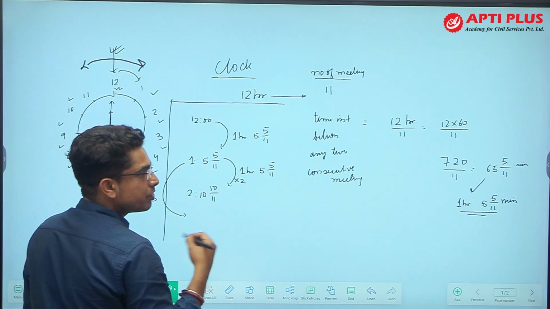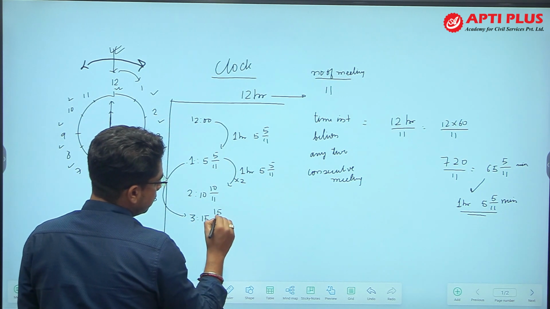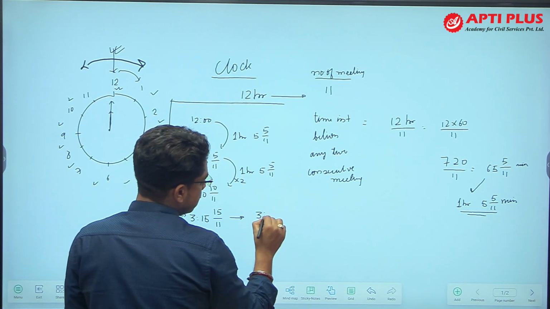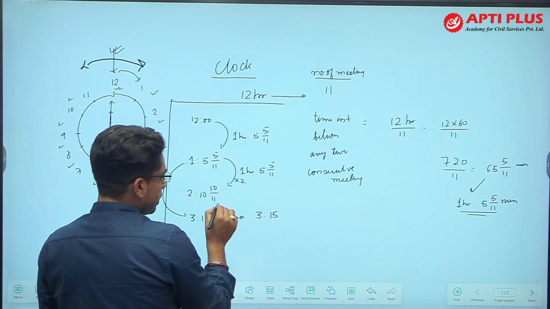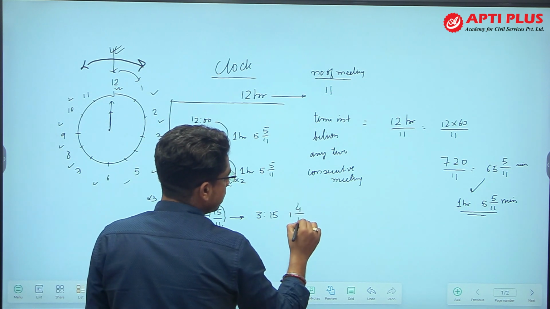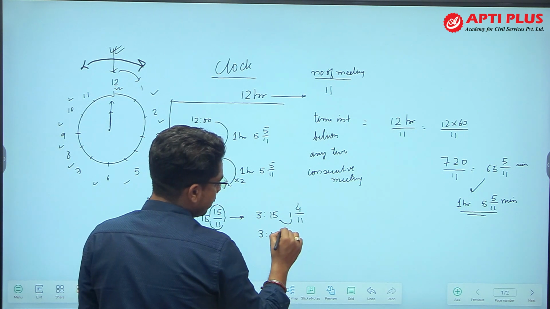It will give me the time between 3 and 4. So, this is 3:15 15/11. Now, 3:15 15/11, at times, is an improper fraction. So, what we do is we can write it as 1 4/11. And this 1 can be given to this. So, this becomes 3:16 4/11.